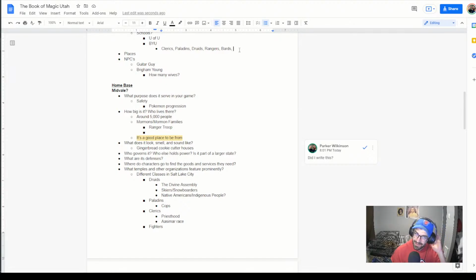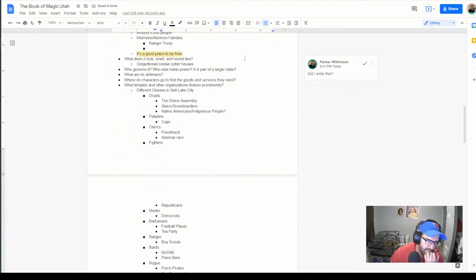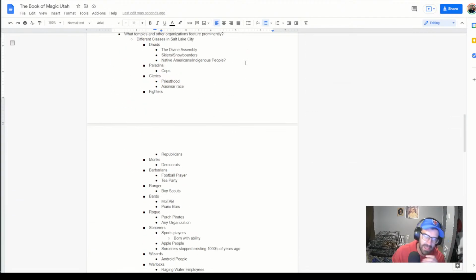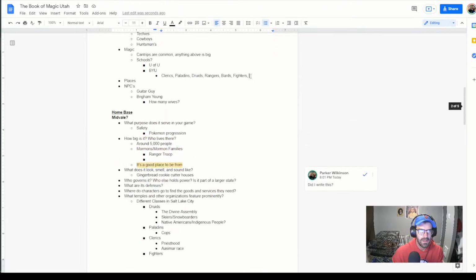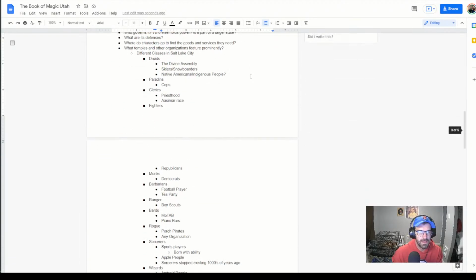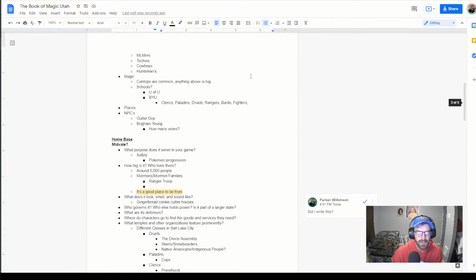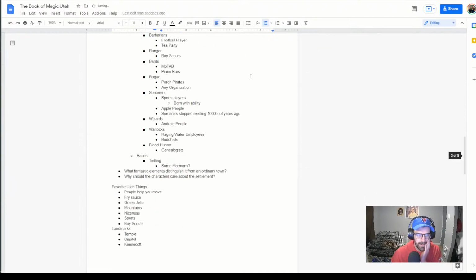I mean, there could be fighters. I'm just gonna put it. There could be fighters for sure. I think barbarians are going to be at the U, though, not at BYU. And warlocks are at the U for sure as well. Wizards are at both schools. Definitely wizards at both schools.